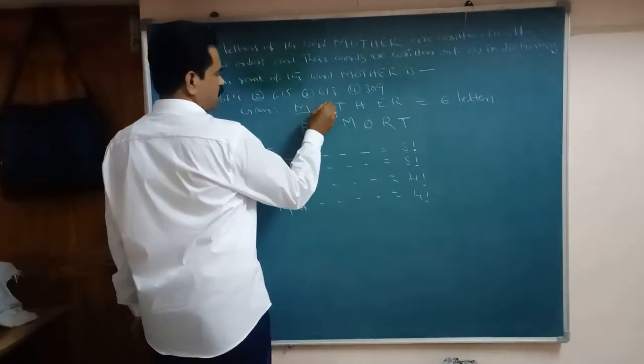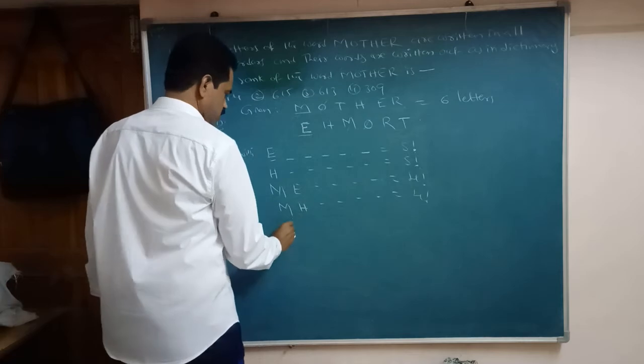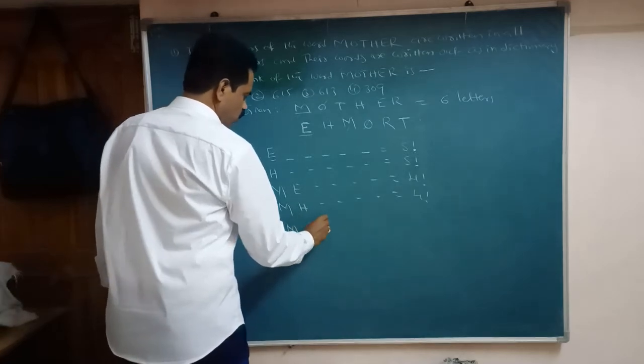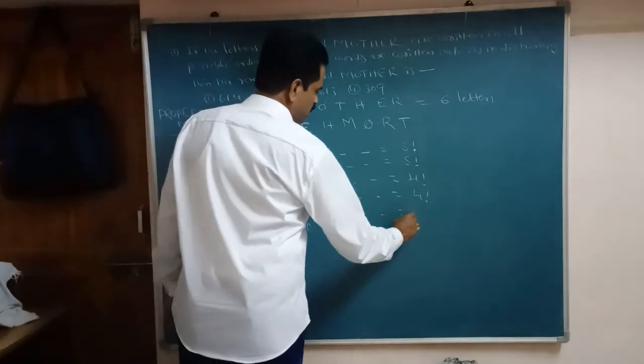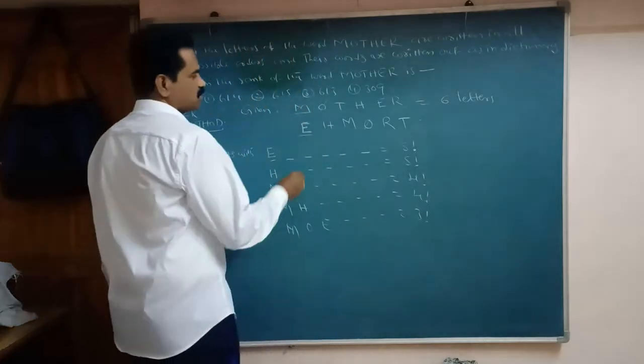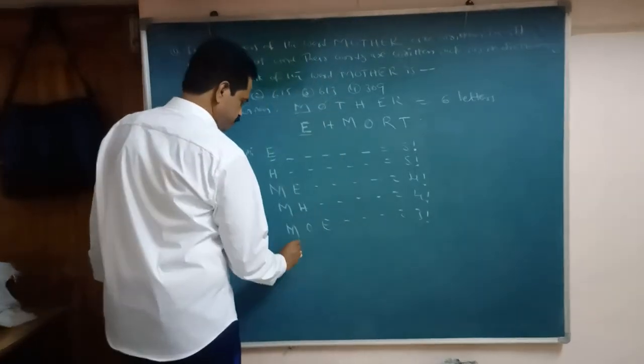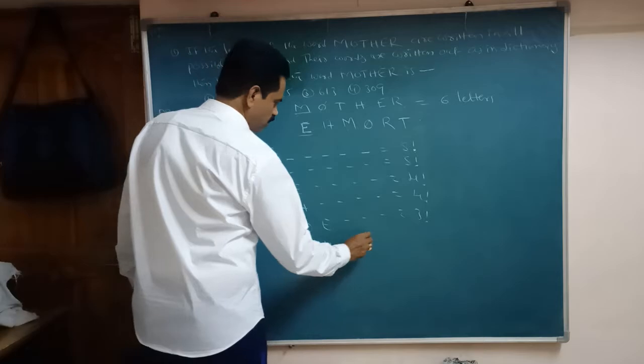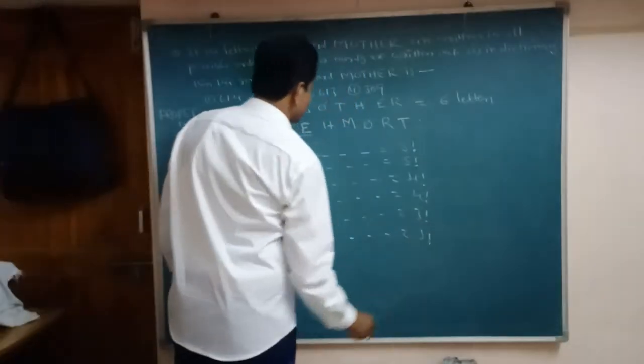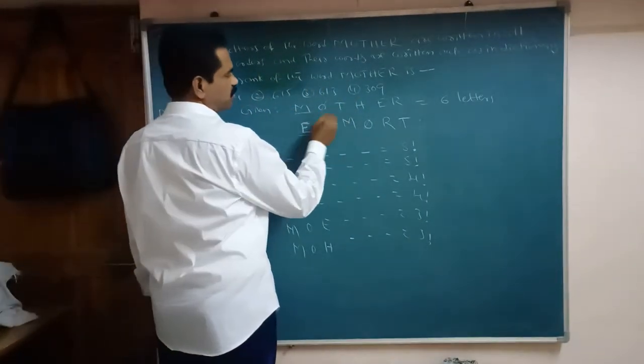T. Before letters, what here? First we take here M O E. M O E. Remaining 3 places, we can write here 3 factorial. Next M O H. M O H. 1, 2, 3. It is 3 factorial. Next M O M, 0.